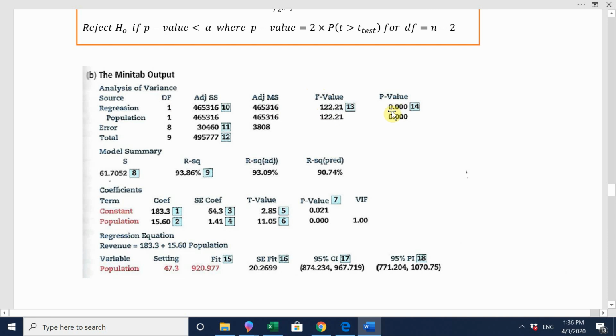What is nice about the Minitab output is that it also provides further information on confidence intervals and prediction intervals around your point estimate Y value. That I will discuss in a next video.